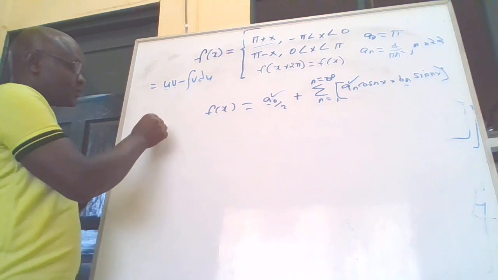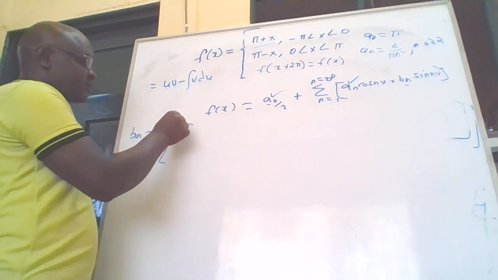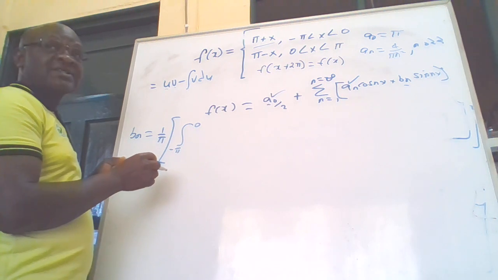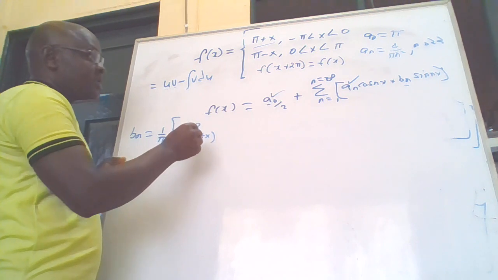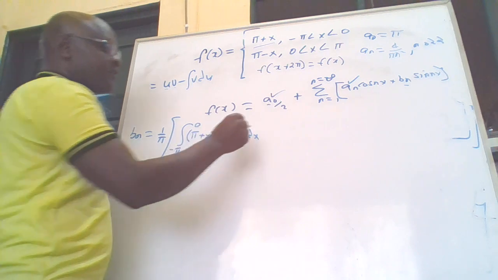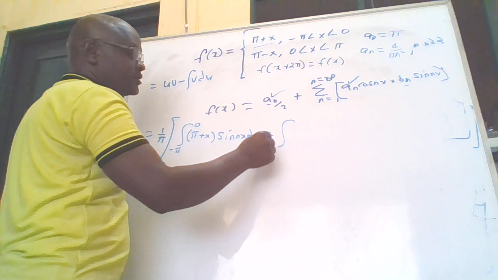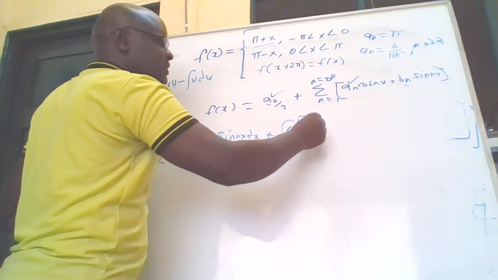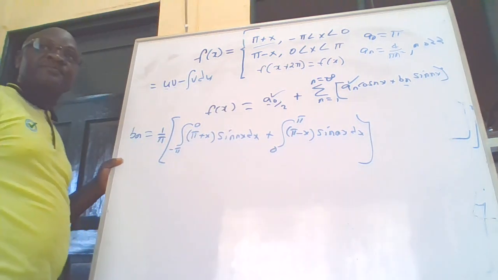Pn is given by 1 over pi. We are integrating from negative pi to 0. Our f of x there, in the first interval, will be pi plus x, then sine nx dx, then plus the second interval, integrating from 0 to pi, minus x, then sine nx dx.